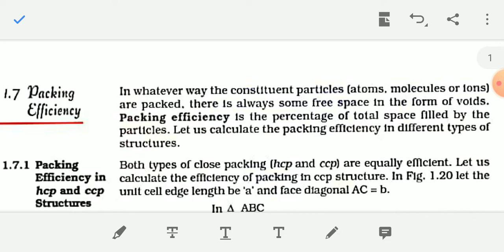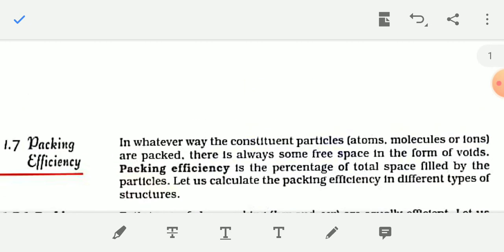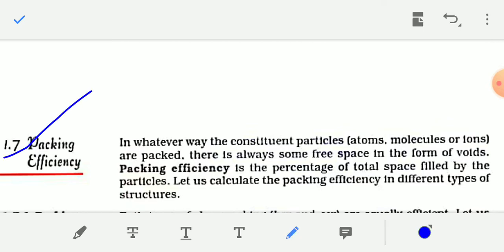There is a total of seven crystal systems, like cubic, tetragonal, hexagonal, monoclinic, triclinic. There are total seven types of crystal system that exist in nature, and we will discuss only the cubic crystal system, like simple cubic unit cell, face centered cubic unit cell, body centered cubic unit cell. So let's start this topic, packing efficiency.